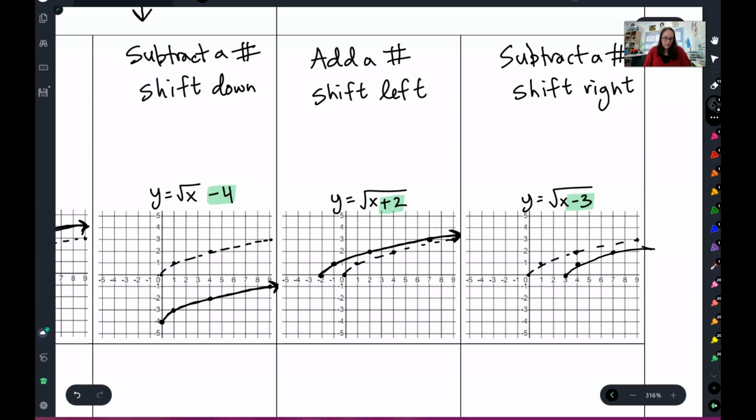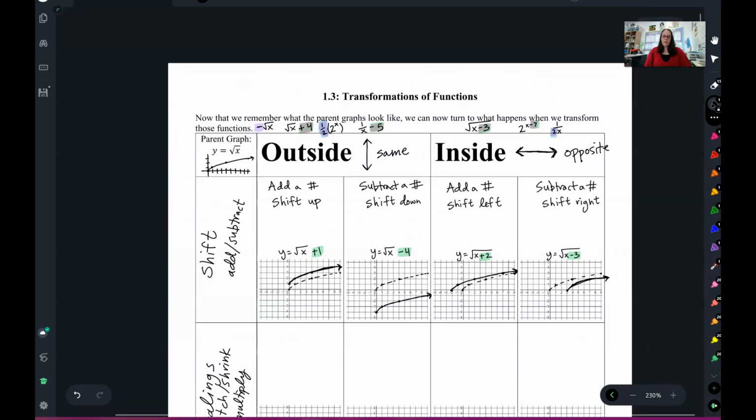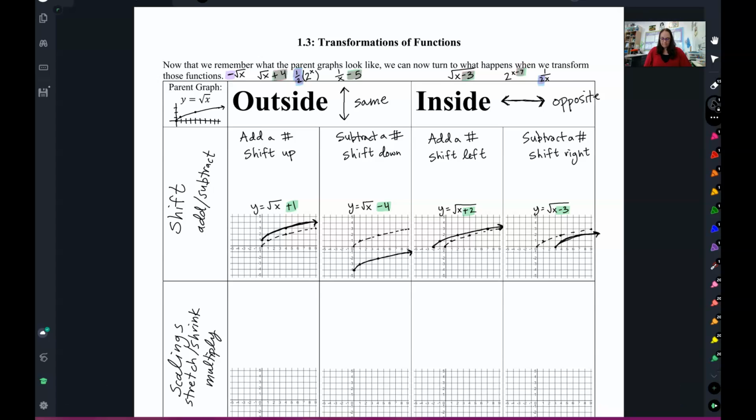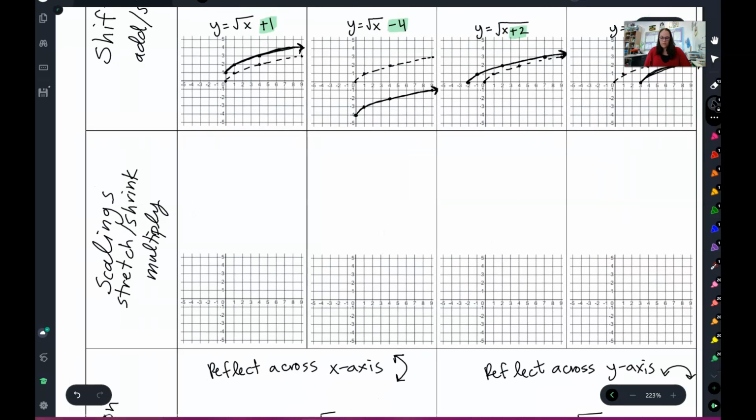So it's going to look something like that. And those are our shifts. The last one we need to do are our scalings, and then we'll be done. We can start to move on to some examples.